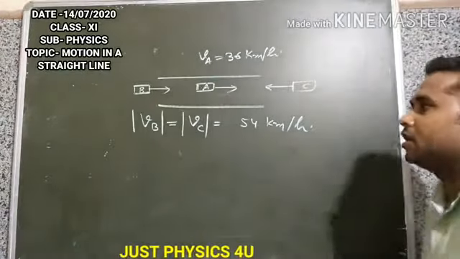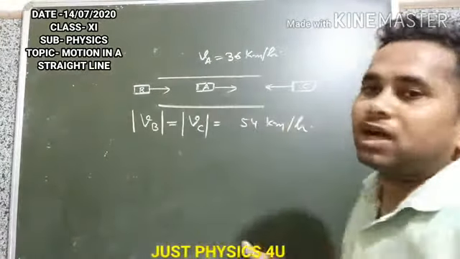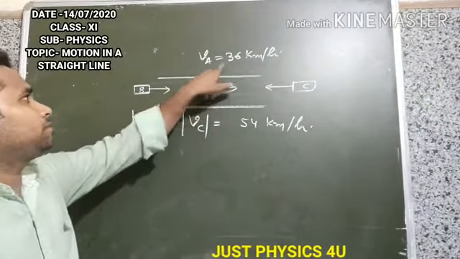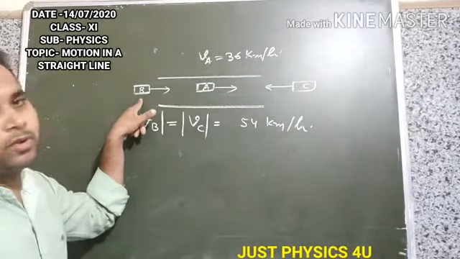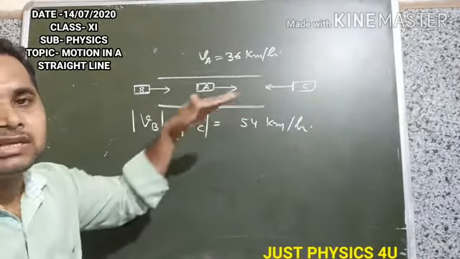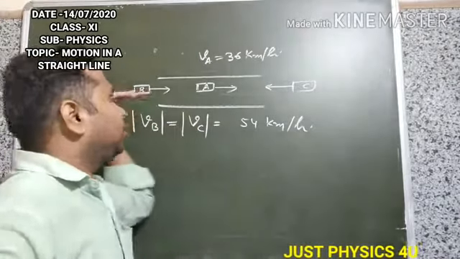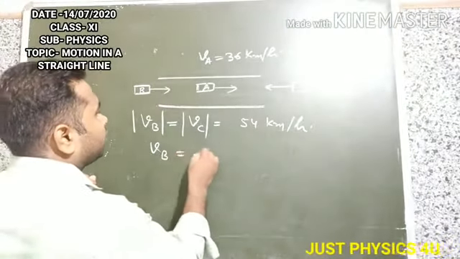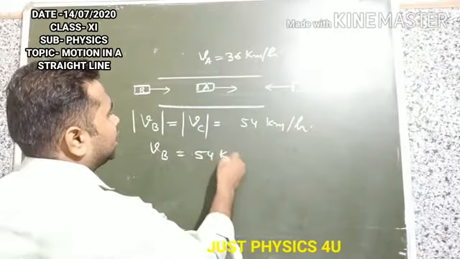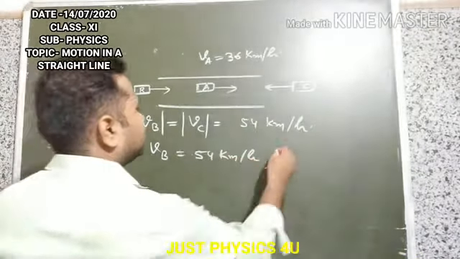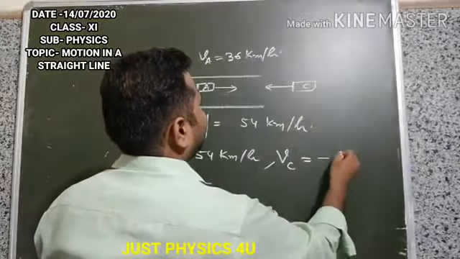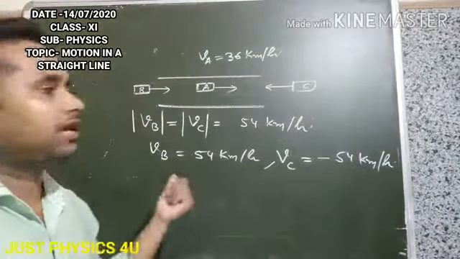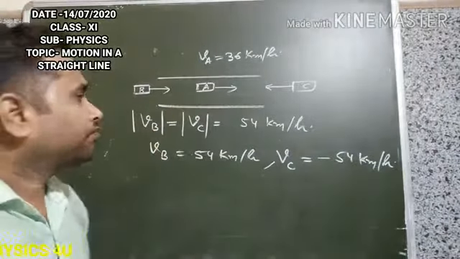54 km per hour. But you know that B and C are moving opposite to each other. If car A's velocity is positive, car B's velocity will also be positive because both are moving in the same direction. We assume this is the positive direction of the x-axis. So VB is 54 km per hour and VC is minus 54 km per hour, because car C is moving opposite to the direction of car A and car B.